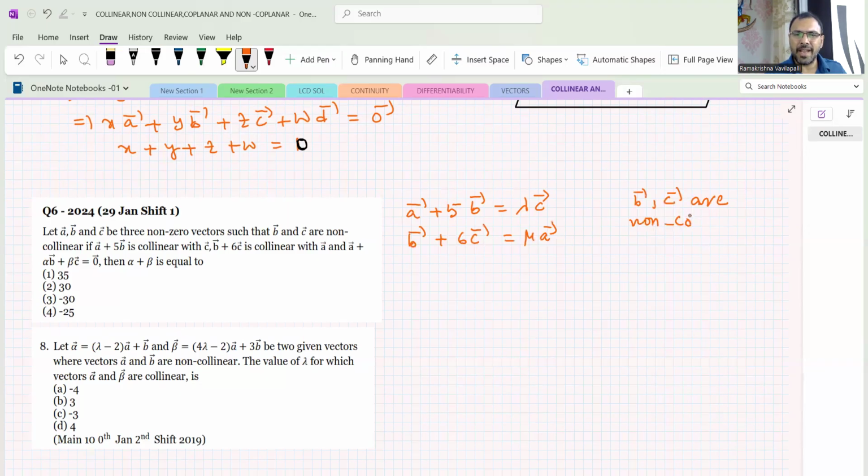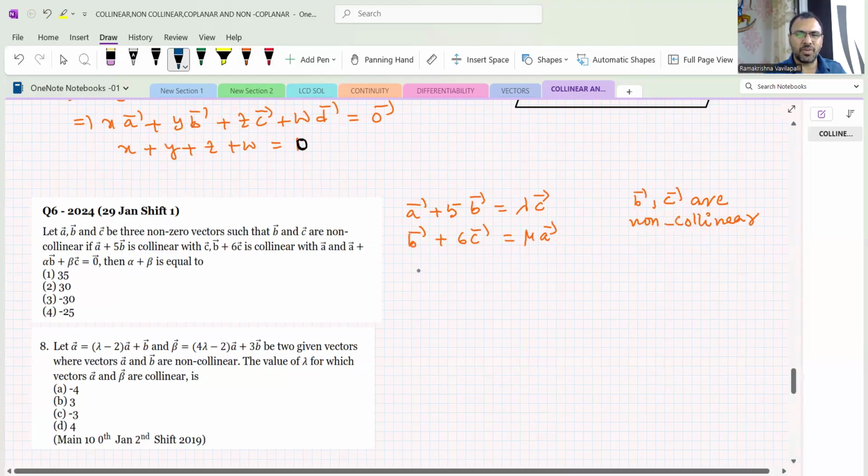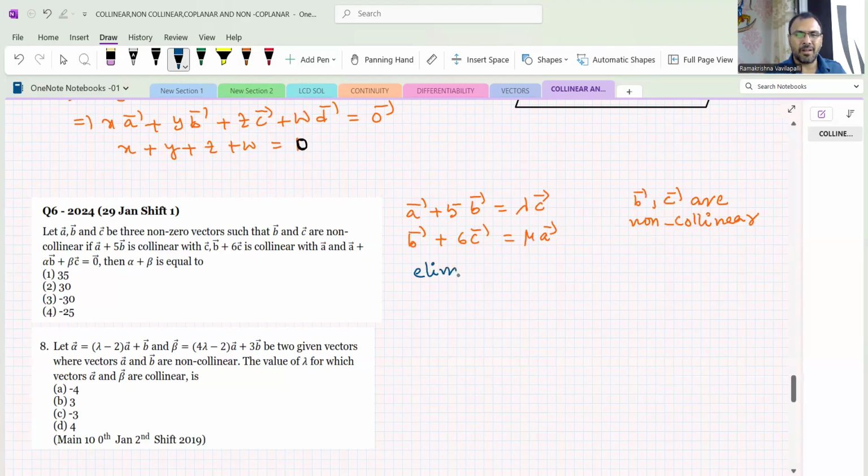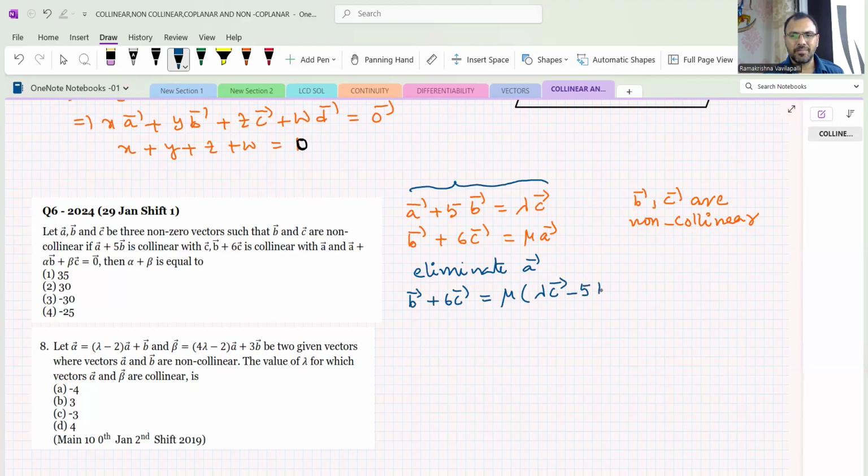So let us try to write the equation in terms of only B bar and C bar. So eliminate A bar vector so that you get an equation in terms of only B bar and C bar. How to eliminate that? From this equation, what is A bar vector? Lambda C bar minus 5B bar. So therefore, B bar plus 6C bar equals mu into lambda C bar minus 5B bar.